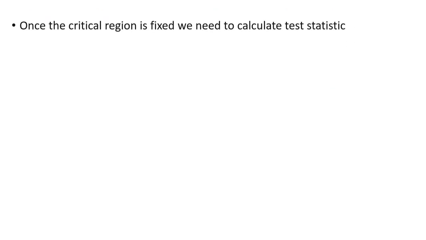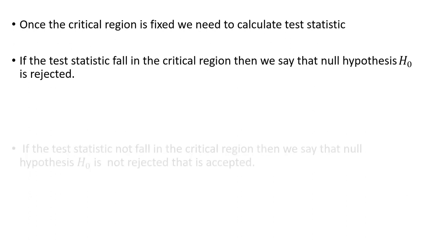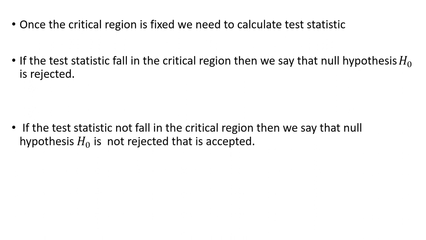Next, once the critical region has been fixed, we need to calculate the test statistic. If the test statistic falls in the critical region, then we will say the null hypothesis H naught is rejected. We will see these things in the problem that we will solve just after this theory. If the test statistic does not fall in the critical region, then we say that the null hypothesis H0 is not rejected. That means the alternative hypothesis is accepted.